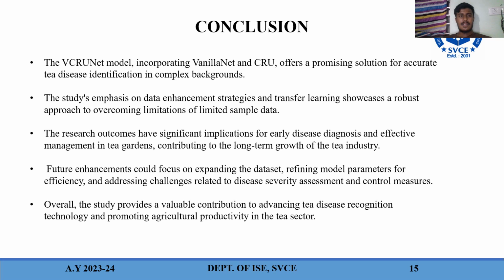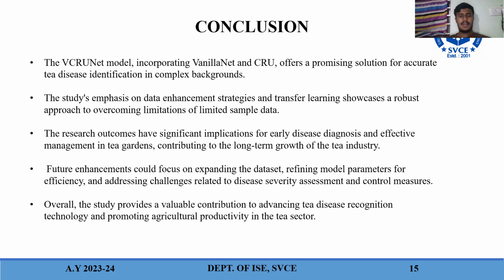Conclusion. The VCRU-Net model incorporating VanillaNet and CRU offers a promising solution for accurate tea disease identification in complex backgrounds. This study's emphasis on data enhancement strategies and transfer learning showcases a robust approach to overcome the limitations of limited sample data. The research outcomes have significant implications for early disease diagnosis and effective management in tea gardens, contributing to the long-term growth of the tea industry. So this helps the tea industry to grow in the long term.